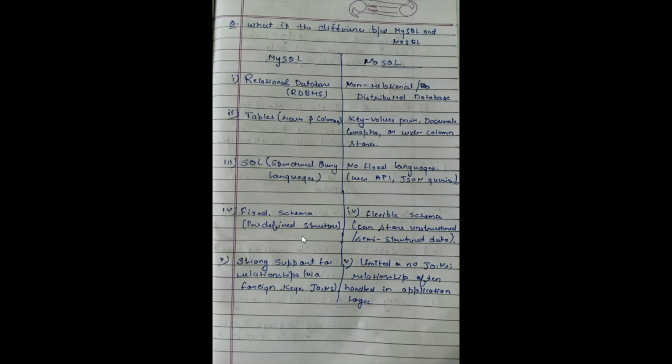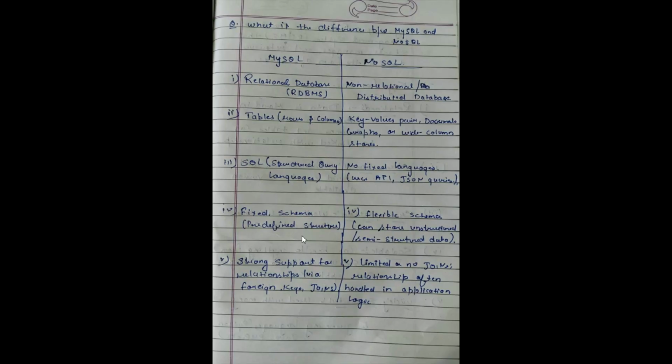Second point: MySQL uses tables, rows and columns, and NoSQL uses key-value pairs, documents, graphs, or wide-column stores. Now, MySQL has SQL, structured query language, but NoSQL does not have a fixed language; it uses APIs, JSON, queries like that. MySQL has a fixed, predefined schema, but NoSQL does not have a fixed schema. It has a flexible schema and can store unstructured or semi-structured data.